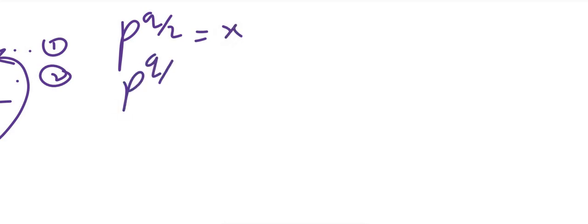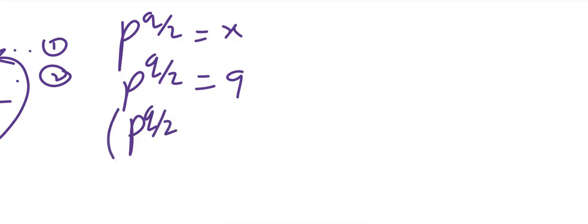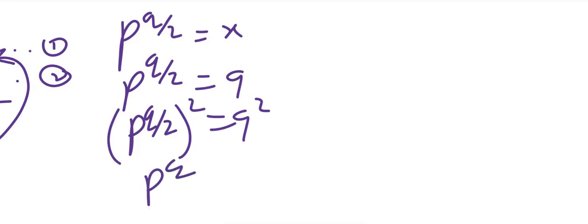Don't forget, I represented p to the power of q over 2 as x, and x gives us 9. Now, how do I get rid of this denominator that I've introduced before now? In getting rid of this means I need to square both sides. So I have p to the power of q over 2 squared equal 9 squared. So I have p to the power of q equal 81. This is one step of the answer.